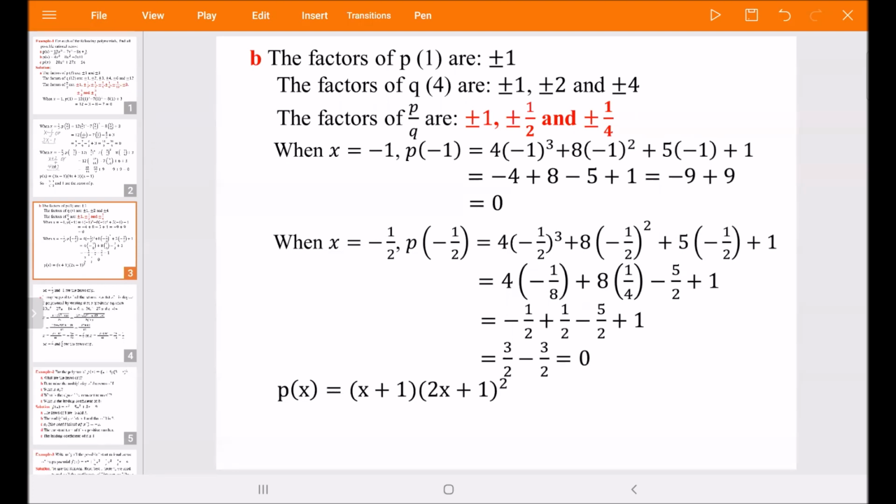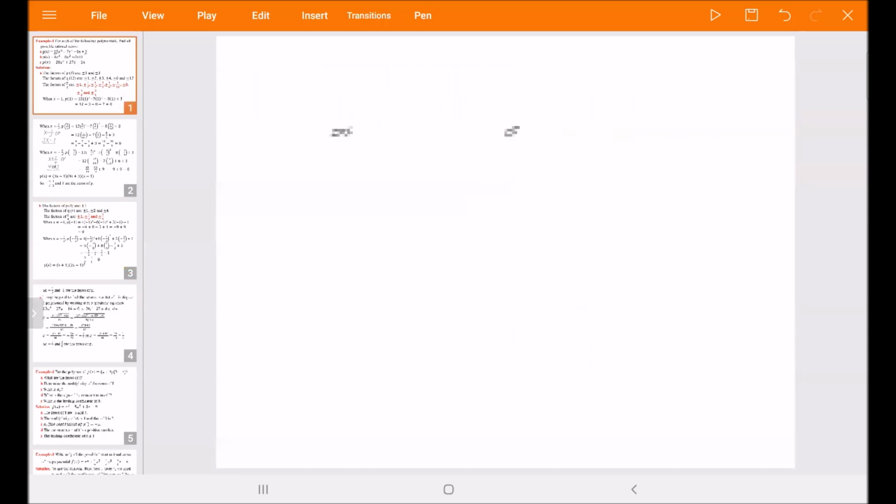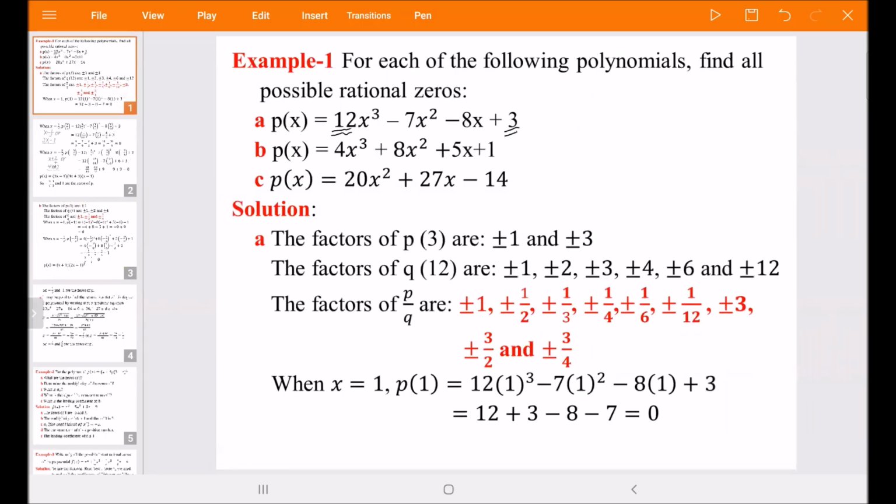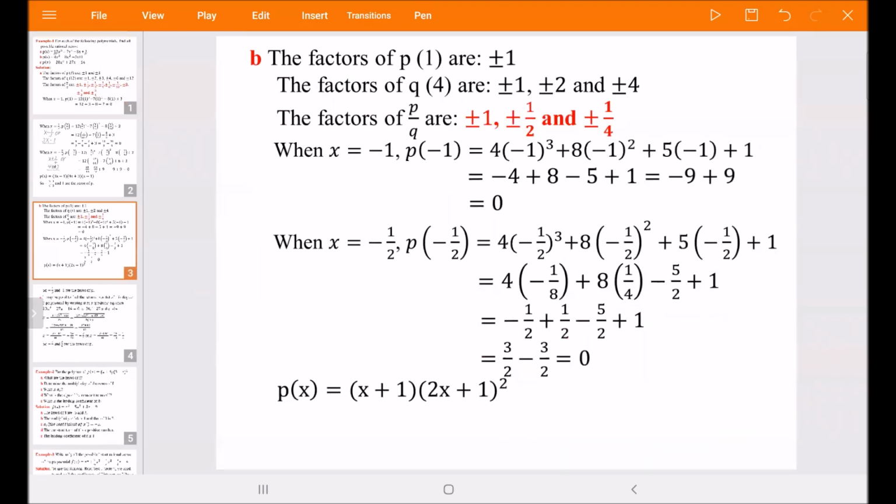Now P of x is 4x cubed plus 8x squared plus 5x plus 1. So P of minus 1 is 4 times minus 1 cubed, plus 8 times minus 1 the whole squared, plus 5 times minus 1, plus 1.